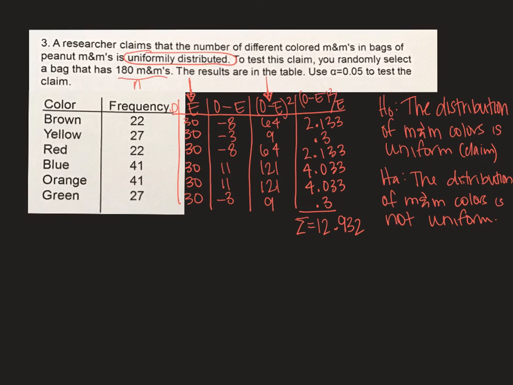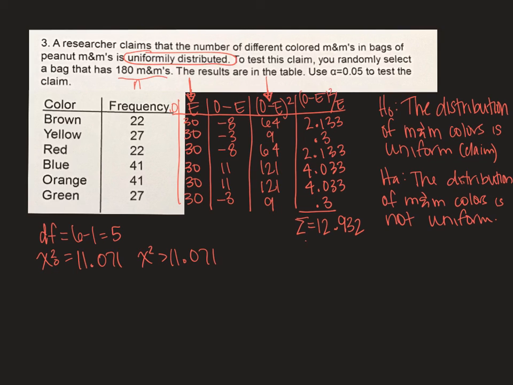We had 6 colors, so our degrees of freedom is going to be 6 minus 1, or 5. So when we look up our critical value, we're going to 0.05 on the table down to 5, which is going to give us 11.071. Right-tailed means it's always going to be greater than that.